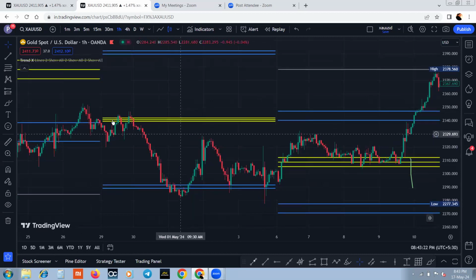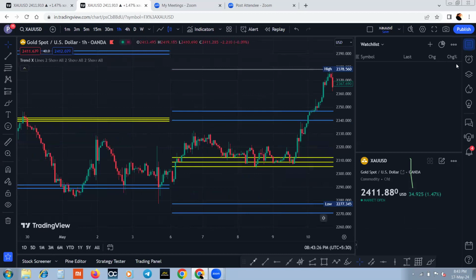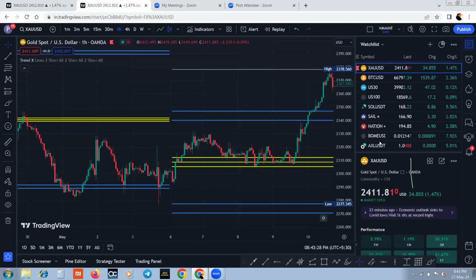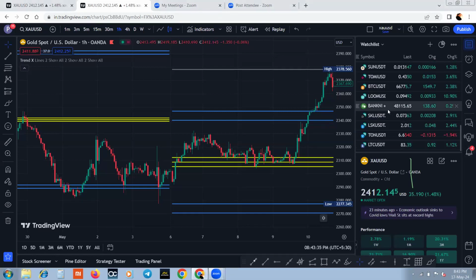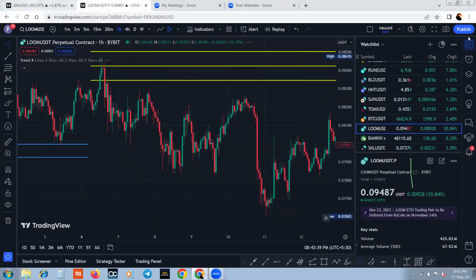So if you are choosing any coin, like we'll go for any coin. Yeah, this we gave, right? I'll choose this one.